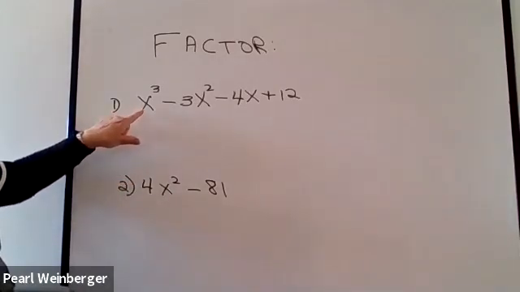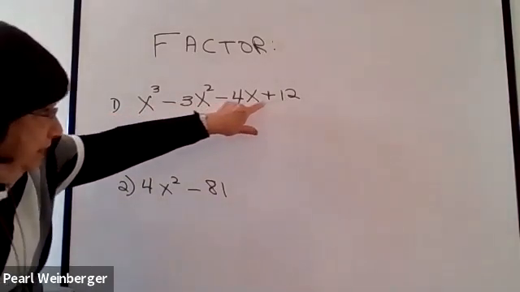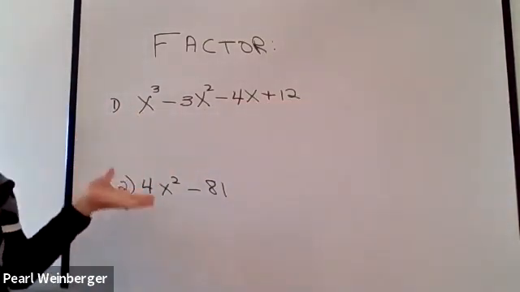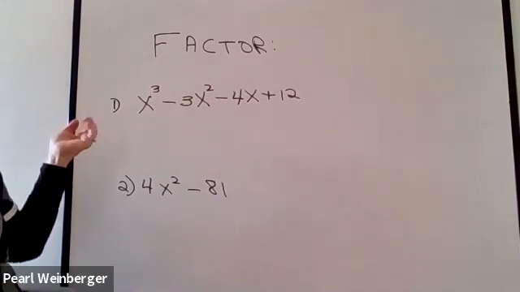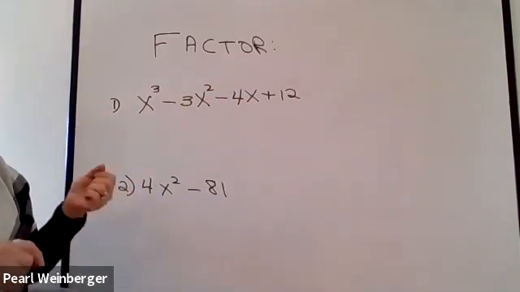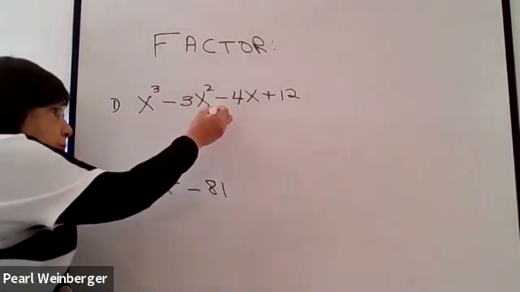Well, this obviously has an x term, this has an x term, this has an x term, but the last one doesn't have any x term. So there is obviously no common factor except, of course, one. Now, usually we don't put down the one. So we try to do this by grouping.